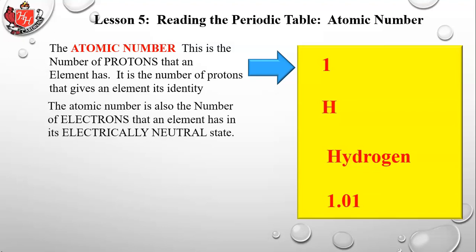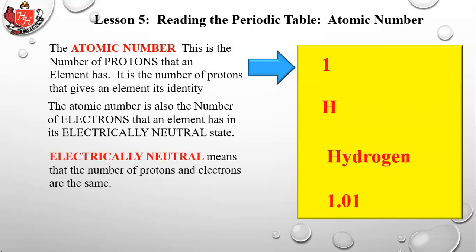The atomic number is also the number of electrons that an element has in its electrically neutral state. So electrically neutral, just by definition, means the same number of protons as electrons. So hydrogen is electrically neutral when it has its 1 proton, which it has to have to be hydrogen, and 1 electron buzzing around on the outside of it. Helium has 2 protons and 2 electrons in its electrically neutral state. Lithium has 3 protons and 3 electrons. Electrically neutral means that the number of protons and electrons are the same.